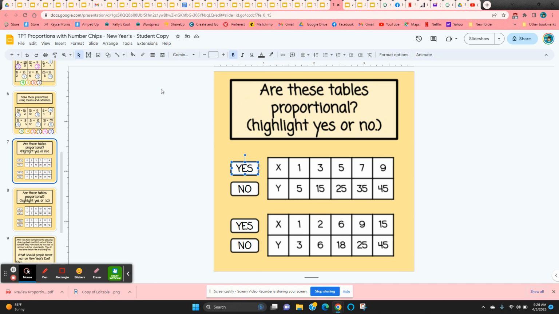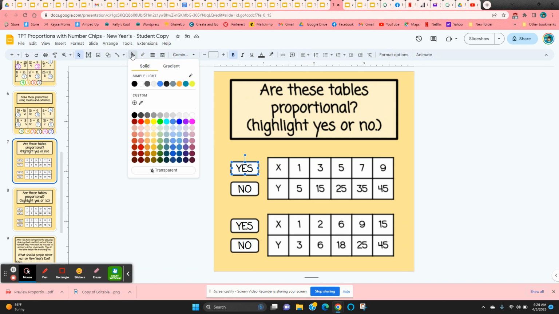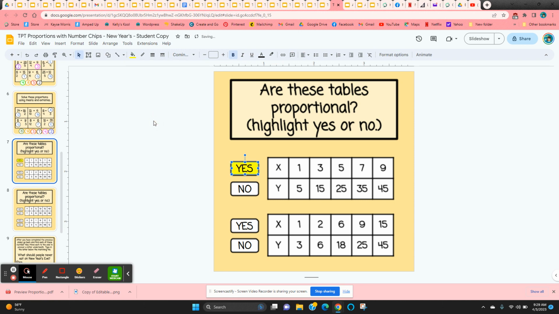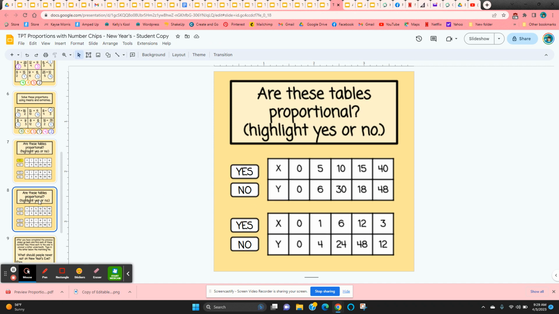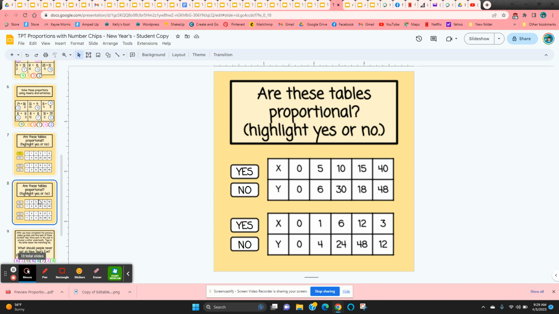So you're going to click on yes, come up here to the fill color feature. They can choose any color they like to highlight that this is the answer. They've got another table here on that same slide and then 2 more tables on the next slide.